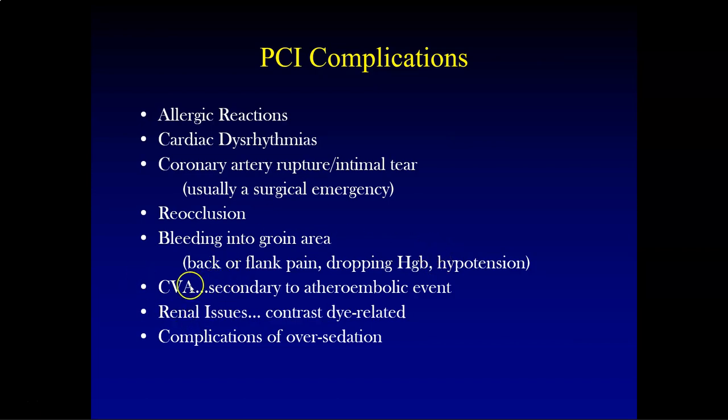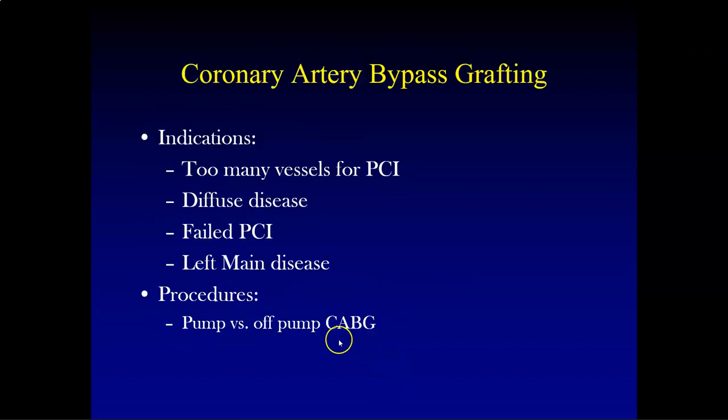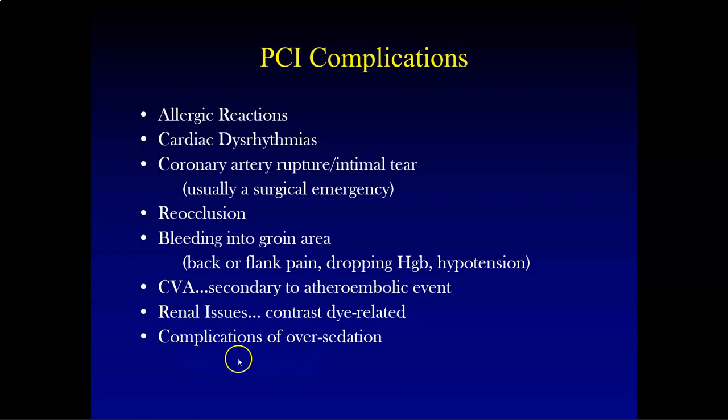CVA. Now, listen, anytime you break up any kind of plaque, any PCI, there is unfortunately a side effect and a risk that you break a clot loose, it makes it back into circulation and makes it into the brain. Okay. Renal issues, contrast dye related, absolutely. BUN and creatinine are elevated, or I have chronic kidney issues. We're going to get that N-acetylcysteine with contrast dye. That is a test question 100%. And then oversedation is rare but possible.